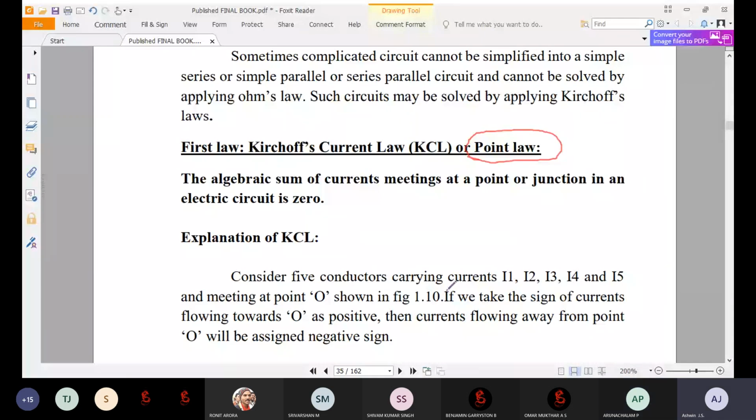So the first law is nothing but: the algebraic sum of currents meeting at a point or a junction in an electric circuit is zero. For example, I will draw a basic circuit. This is a voltage source V, and I'm going to connect one resistor here and one more resistor here.